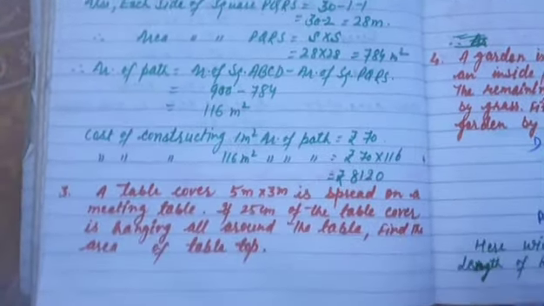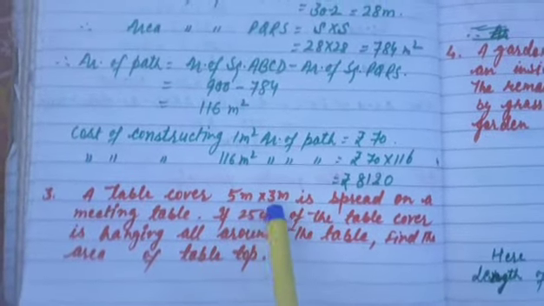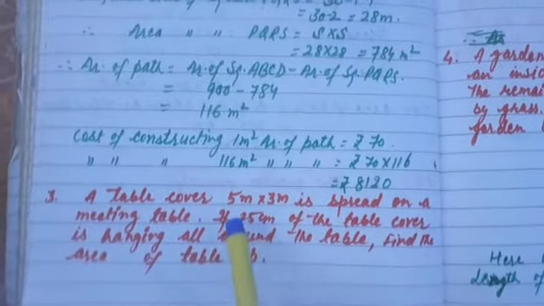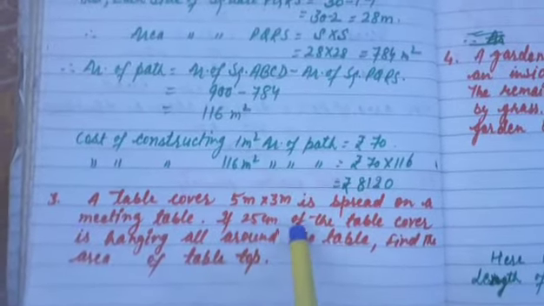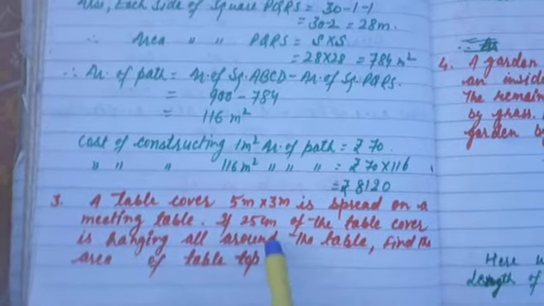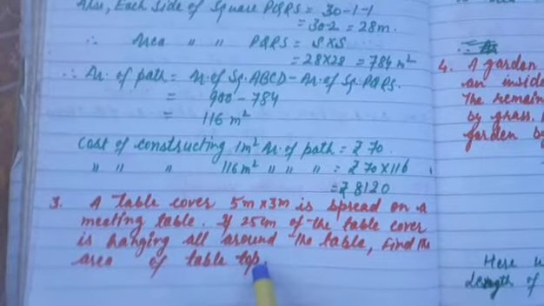The next question, question number 3. A table cover 5 meter long and 3 meter wide is spread on a meeting table. If 25 centimeter of the table cover is hanging all around the table, find the area of the tabletop.